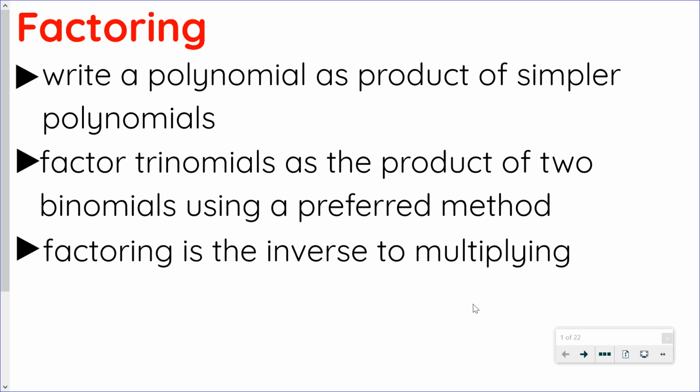So factoring just means to write polynomials as a product of simpler polynomials. So when I factor a trinomial, I'm going to break it down into the product of two binomials using whatever my preferred factoring method is. So factoring is really the inverse to multiplying.